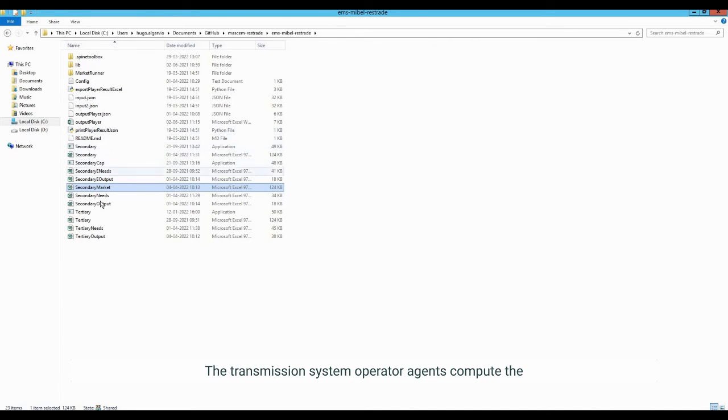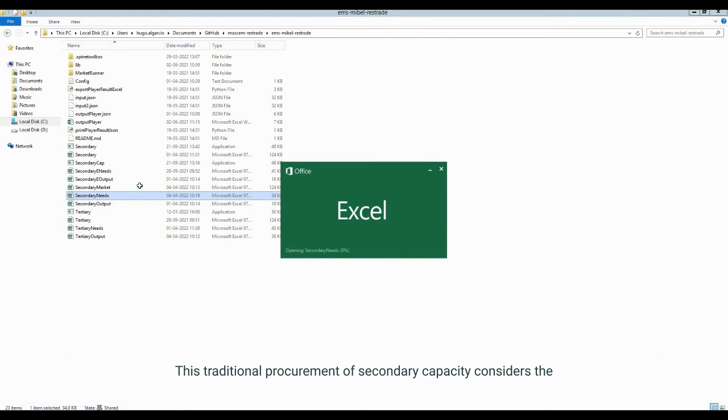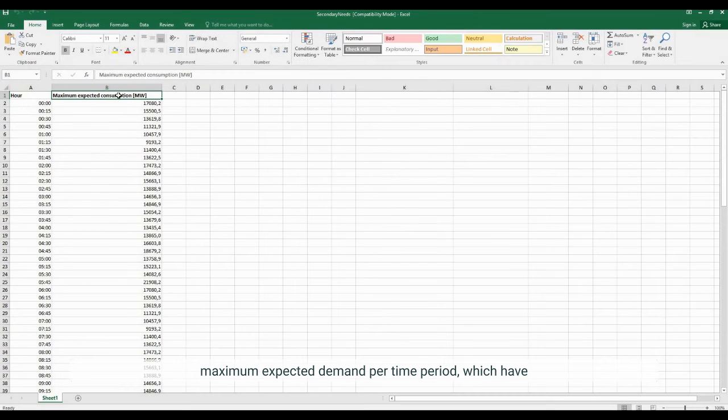The transmission system operator agents compute the procurement of secondary capacity considering the ENTSO-E proposal, or the Portuguese formulation. This traditional procurement of secondary capacity considers the maximum expected demand per time period, which has to be written in the Excel file secondary needs.